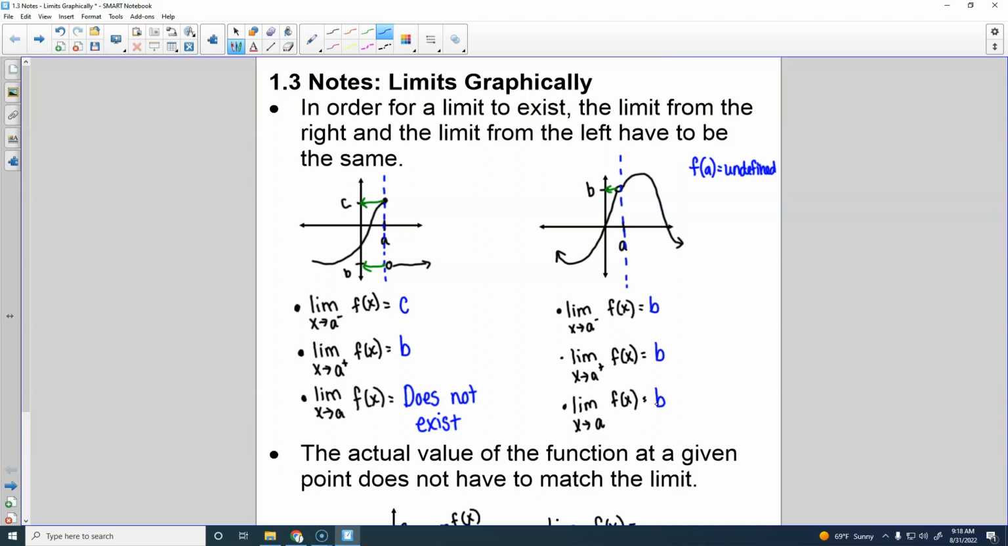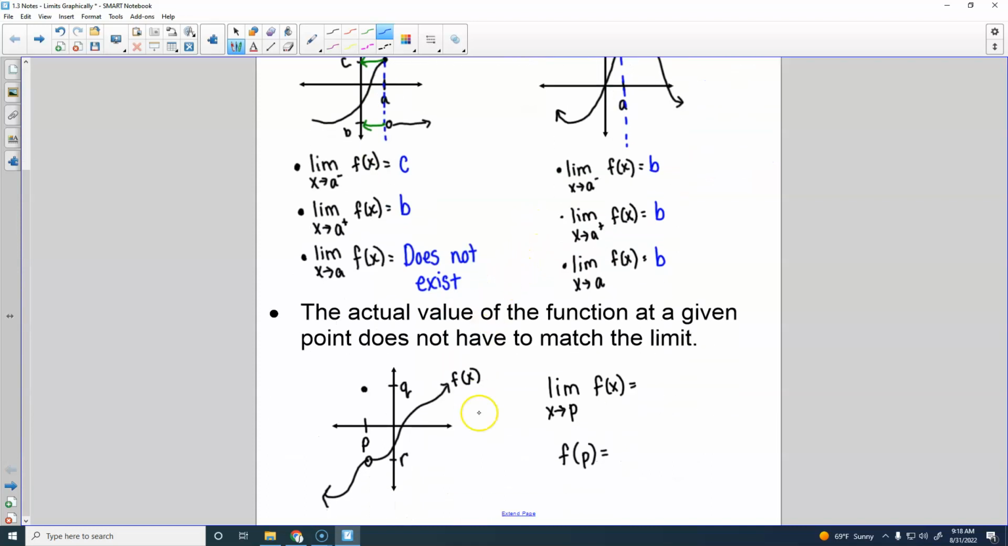Now, neither one of these here are what we would call continuous. Continuous is like you can trace it with your pencil without picking it up, because you've got this hole right here in the graph. So it's not continuous, and we'll talk more about continuity and how to prove it officially later. But these are not continuous. But over here for this one, although it's not continuous, it does still have a limit that exists at that point.